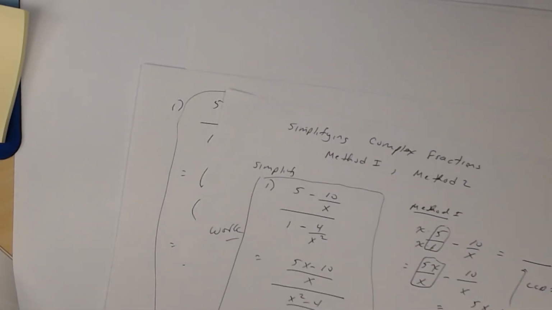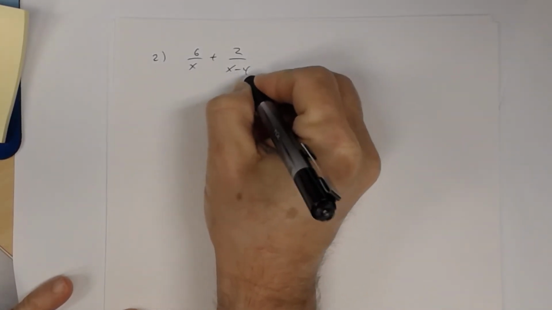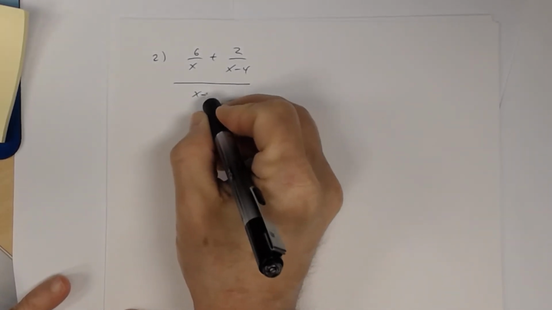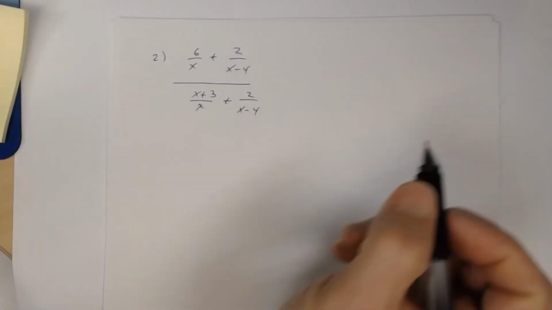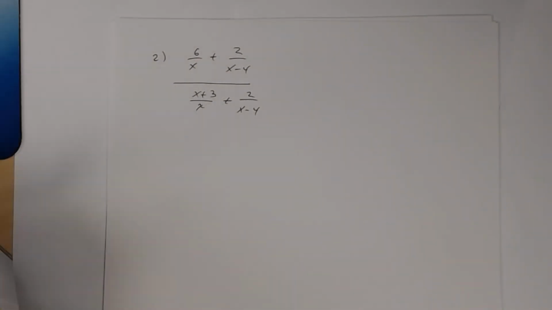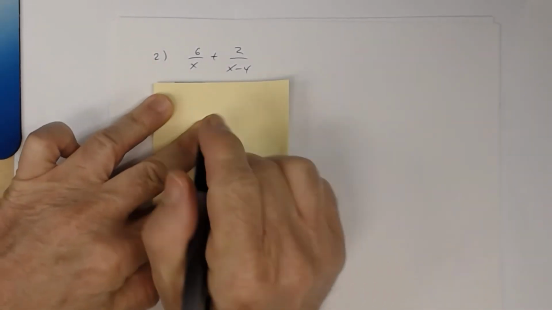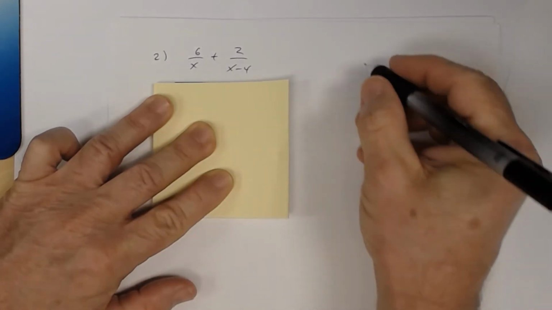So number 2, let's suppose we had this in number 2. We have 6 divided by x plus 2 divided by x minus 4 divided by x plus 3 divided by x plus 2 divided by x minus 4. Okay, so let's go ahead and do the two different methods, and let's just see what happens from there. So method 1, remember, method 1 is where you're going to take these two fractions and write it as one rational expression. So there's going to be method 1.